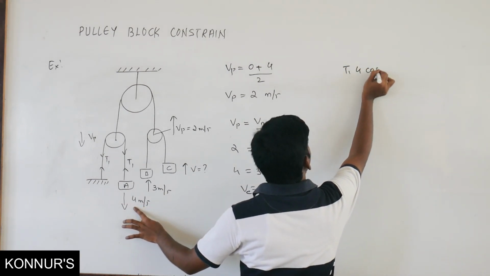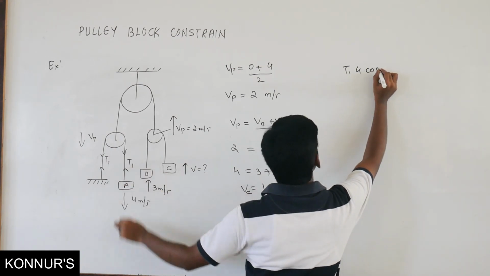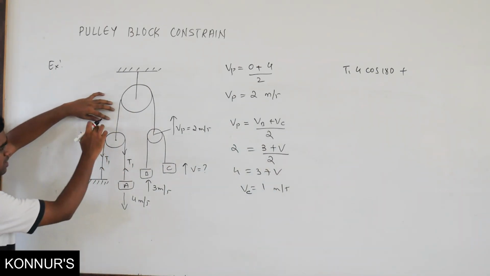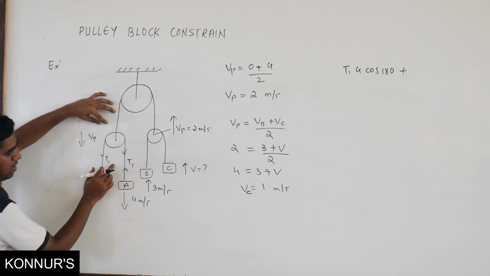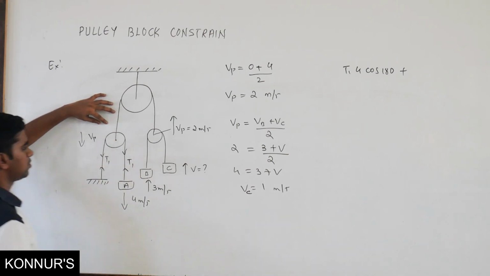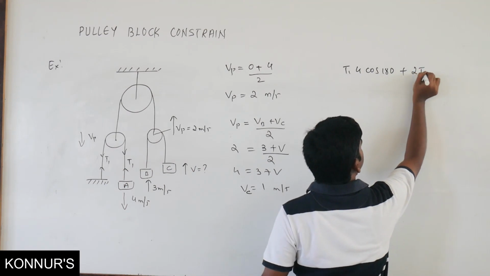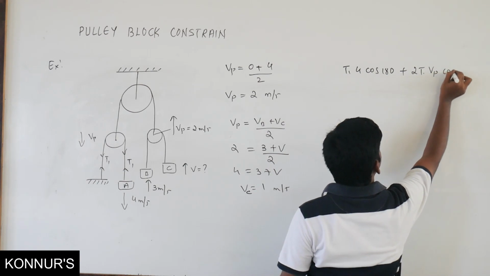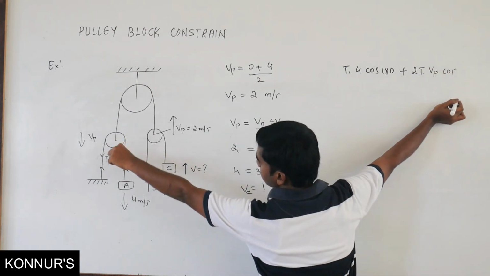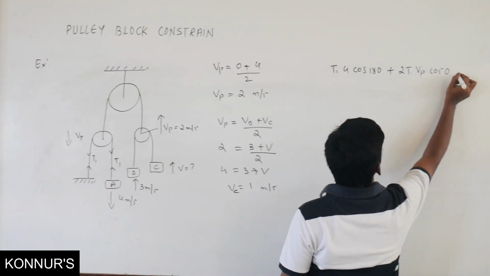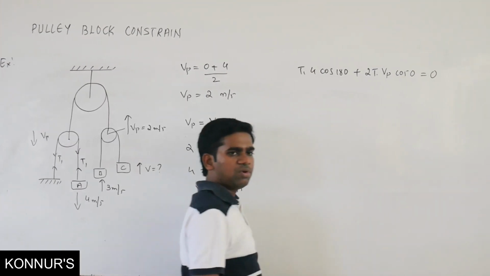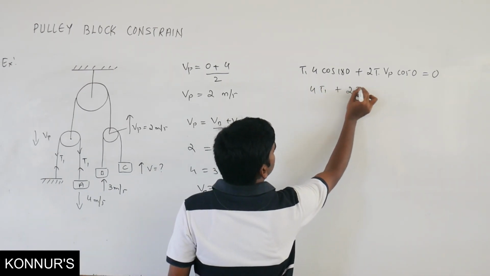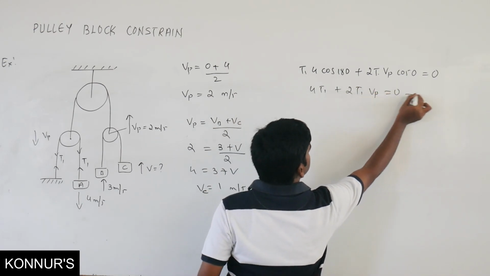T1 into 4 cos, the opposite direction, so the angle is what? 180 plus. At this point Vp is in the downward direction, T1 also is in the downward direction, but 2T1 is there. So total tension is 2T1, velocity Vp, cos 0 or 180, both are in the downward direction only. So angle is 0. So equals 0. We got one equation. So 4T1 plus 2T1 Vp equals 0.